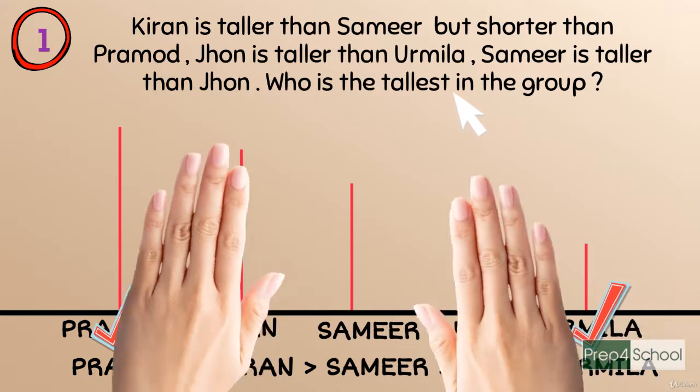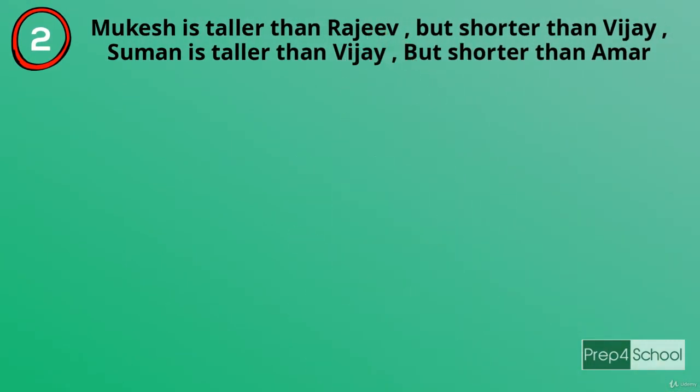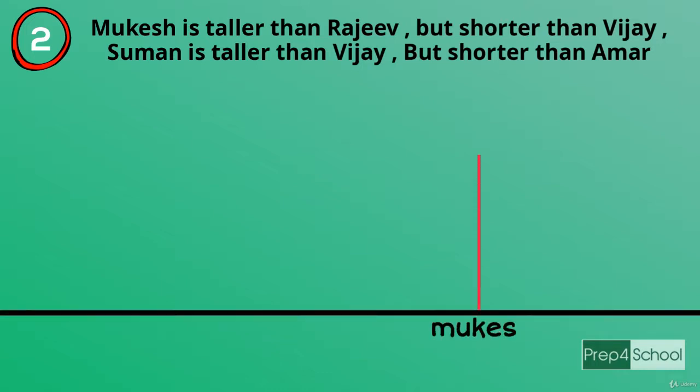Let's take another problem. Mukesh is taller than Rajiv but shorter than Vijay. Suman is taller than Vijay but shorter than Amar. Let's take each sentence and draw the corresponding lines. First, Mukesh is taller than Rajiv, so Mukesh has more height than Rajiv. We can draw it like this. But Mukesh is shorter than Vijay, which means Vijay has more height than Mukesh. We can draw it like this.